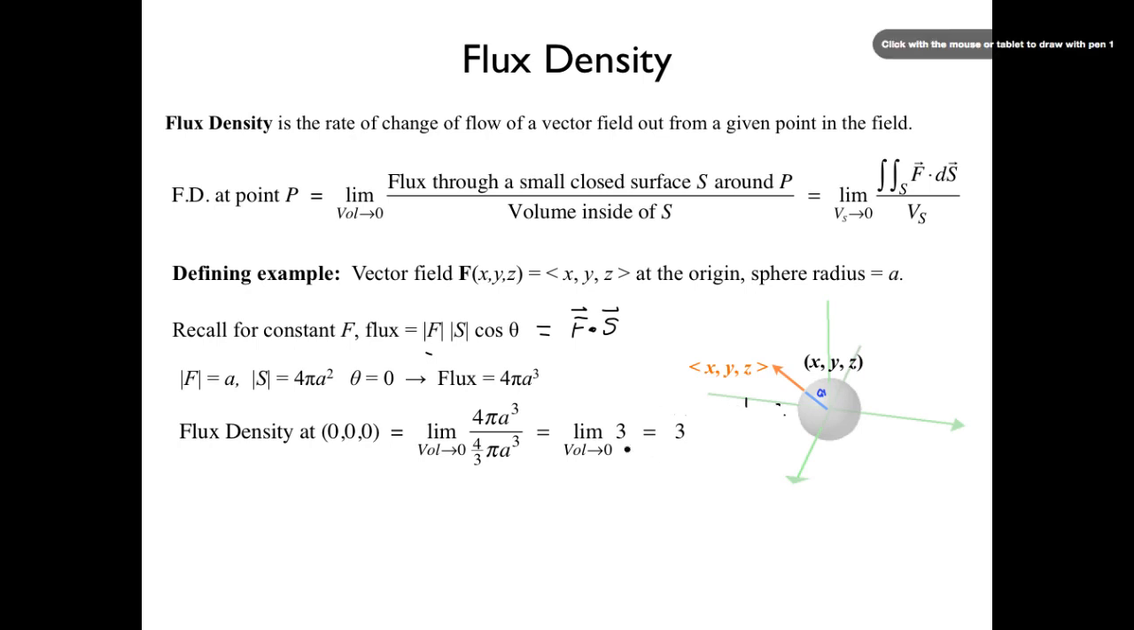Again, flux density is what? Flux divided by the volume inside, letting that volume shrink to 0. Well, in this case, it doesn't matter what the radius is. That ratio is always 3. So any observations? Flux density is 3 at the point 0, 0, 0. That's right.